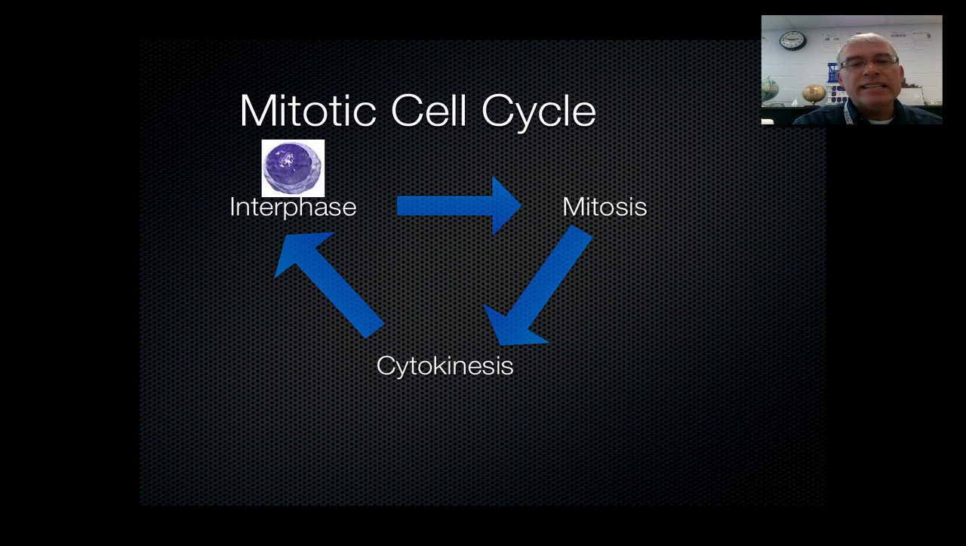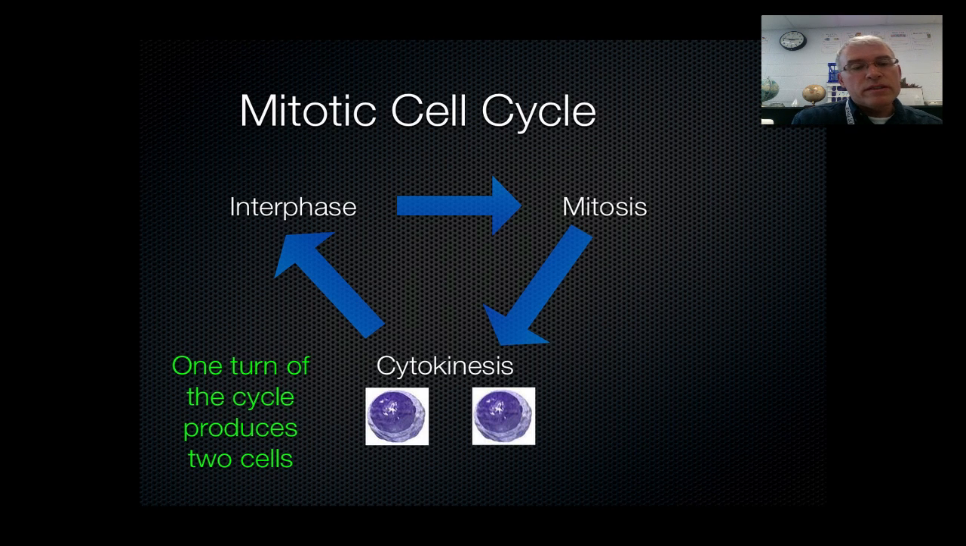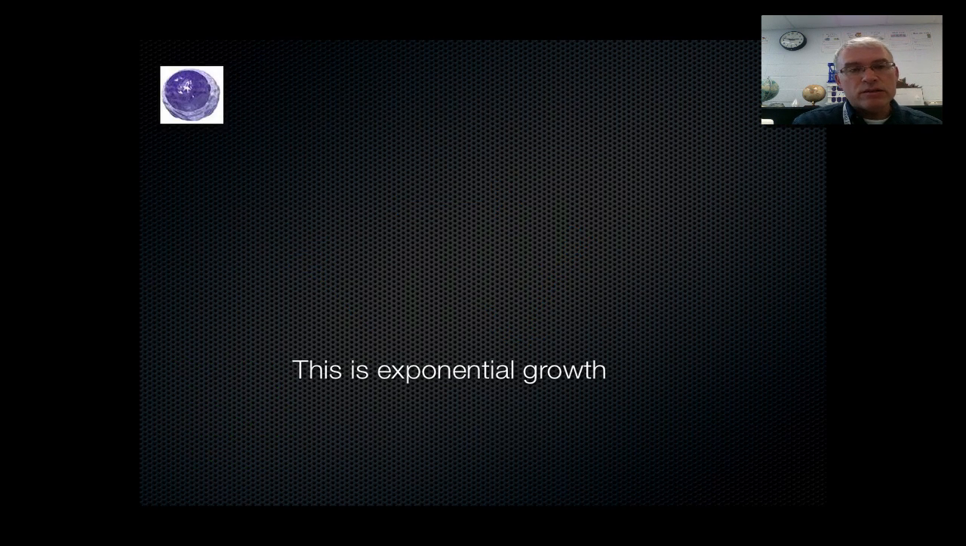Okay, now the mitotic cell cycle basically alternates between interphase and mitosis. So if we have a cell that's going through a cell cycle, it's going to go through mitosis, cytokinesis, and at the end of cytokinesis you now have two identical cells. Those two can then go through interphase and mitosis again to produce growth. Alright, so one turn of the cell cycle produces two identical cells.